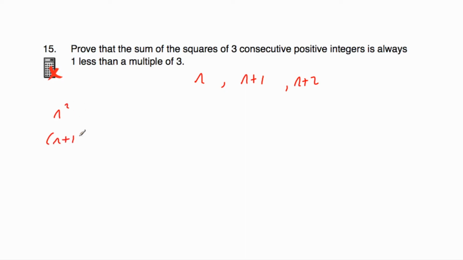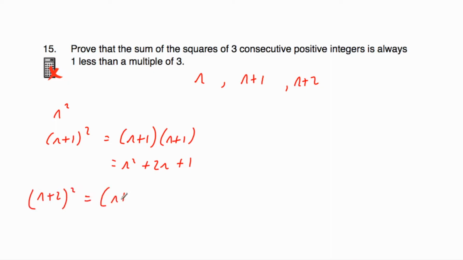Then we've got n plus 1 squared, so that's going to be equal to n plus 1 multiplied by n plus 1, and whenever we do that we get n times n is n squared, n times 1 is n, and 1 times n is n, so it's going to be plus 2n, and then we've got our 1 times 1 is plus 1. And finally we've got our n plus 2 squared, so it's going to be n plus 2 multiplied by itself, and whenever we do that we get n times n is n squared, n times 2 is plus 2n, and 2 times n is 2n, so when we add them together we get 4n, and finally 2 times 2 is plus 4.